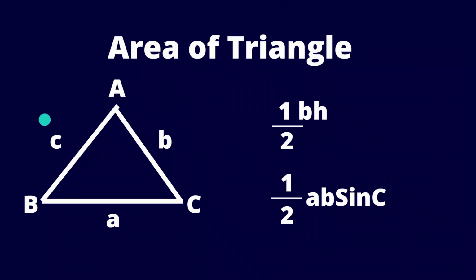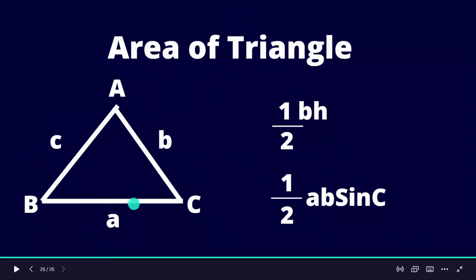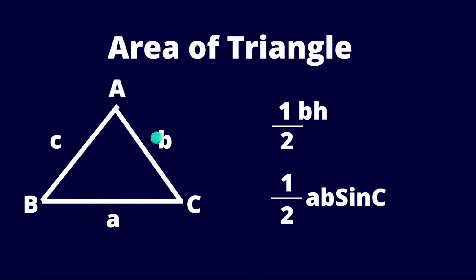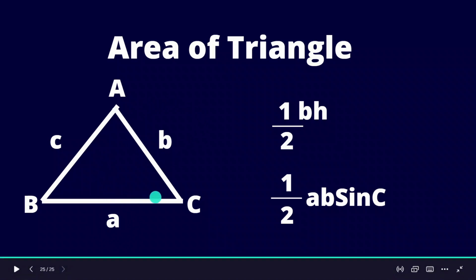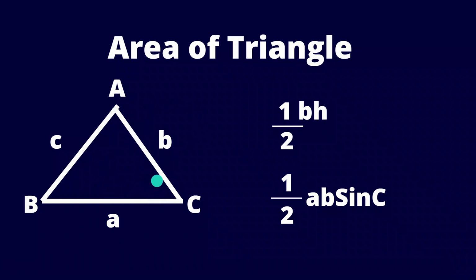So what I'm trying to say is, let's say you're given side c and side a, and the included angle is B. To figure out the area of such a triangle, you're going to multiply half into a into c into sin B. Similarly, let's say you're given side b and side a, and the included angle, which is the angle between these two sides, is C. So to figure out the area of the triangle, you're going to use the formula half ab sin C.